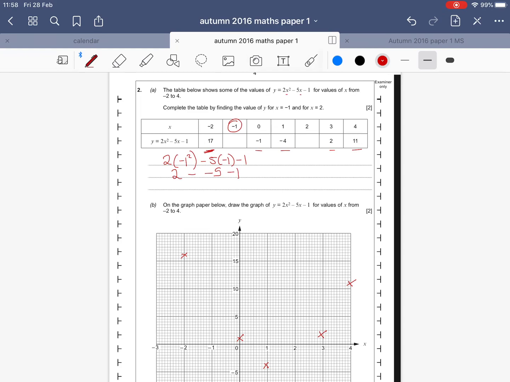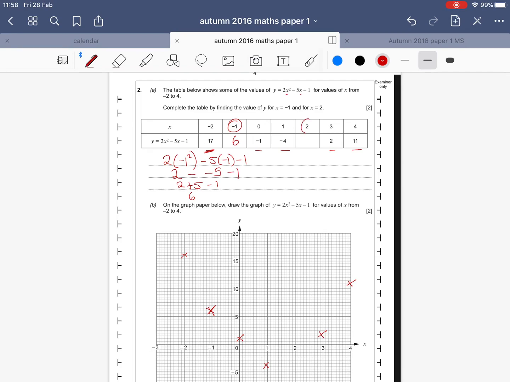Obviously you can't have 2 minus minus 5. 2 minus minus 5 is the same as 2 plus 5. So we're doing 2 plus 5, and then take away 1. 2 plus 5 is 7. 7 take away 1 is 6. So I said around about 10, so that makes a little bit of sense. So at minus 1 it is 6, so that point is there.